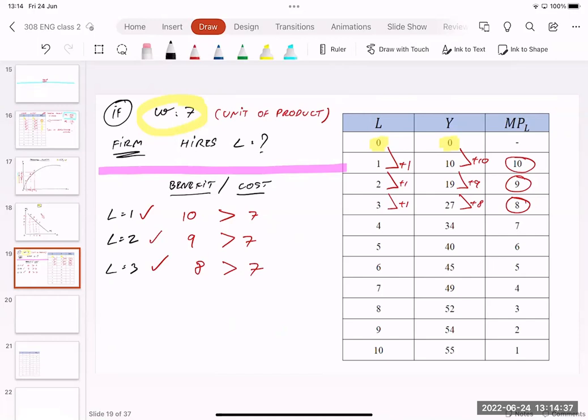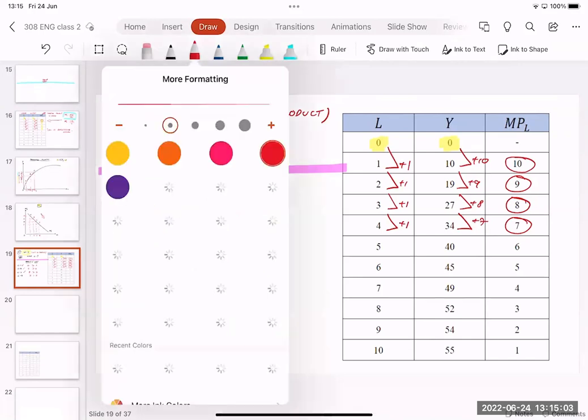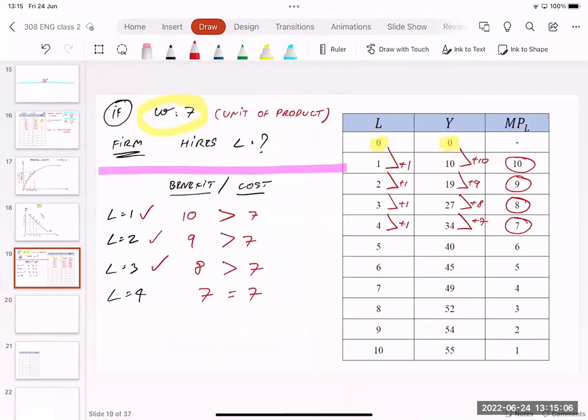How about hiring the fourth labor? Is that good? If I hire one more labor from 3 to 4, he can help me produce 7 units more. 7 is my benefit. The real wage I need to pay equals 7. As you can see, benefit and cost are equal. It's still good, because I didn't lose anything, so it's still good to hire the fourth labor.